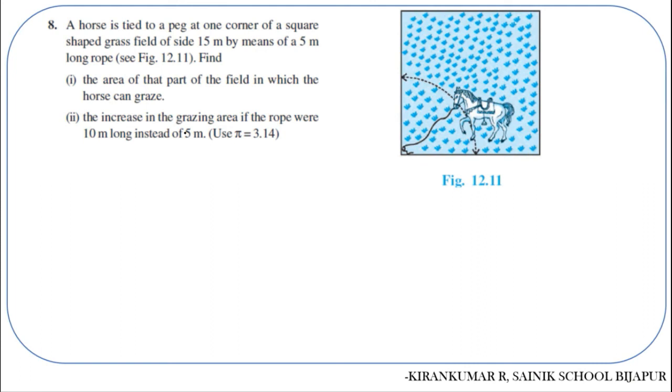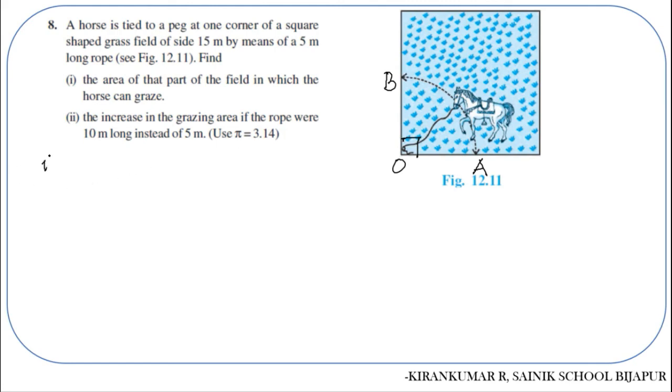So we need to find the sector. In both the cases, we'll be finding the sector. For convenience, I'll consider this point to be O and this part to be AB. So if I want to find area of the field where the horse is grazing, I need the angle. Here, since it is a square, the angle formed is 90 degree.